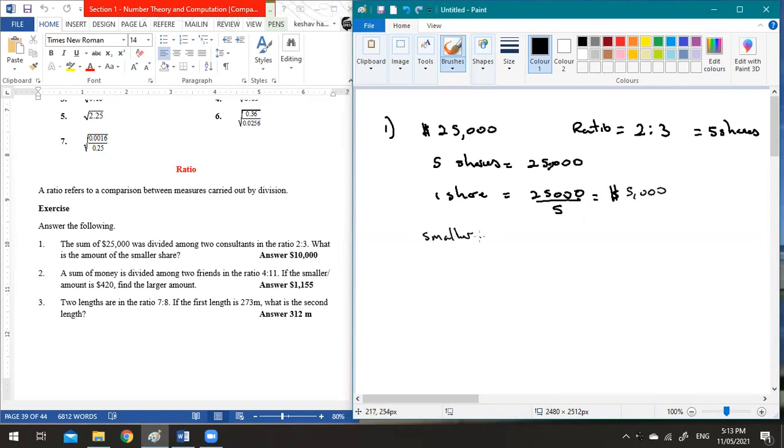So the smaller share is 2 shares. So 2 by 5,000, which is $10,000. Now if they ask us to find how much each would get, you multiply 3 by the 5,000, you get 15,000. If you add it up, you know you're correct.